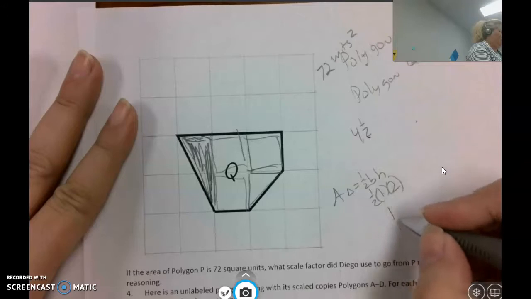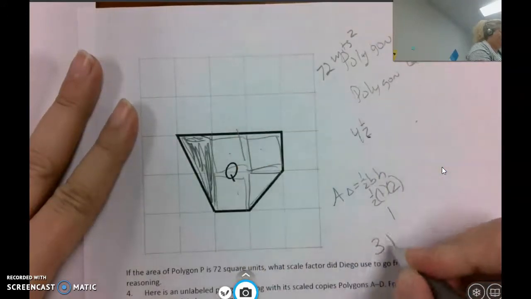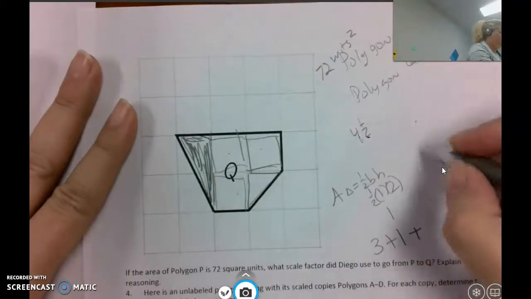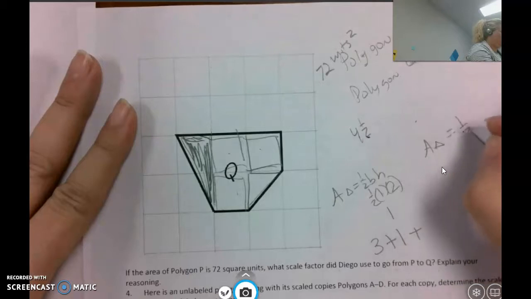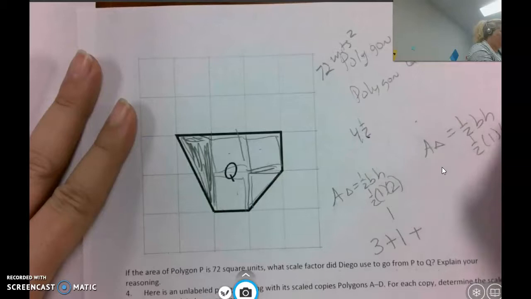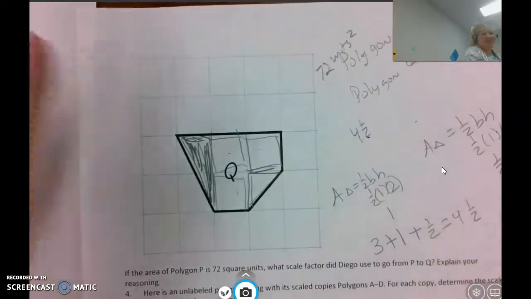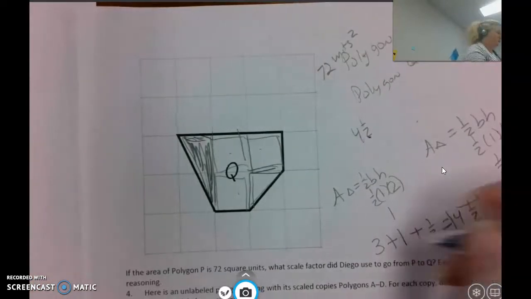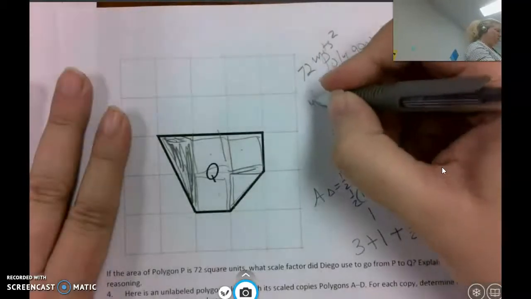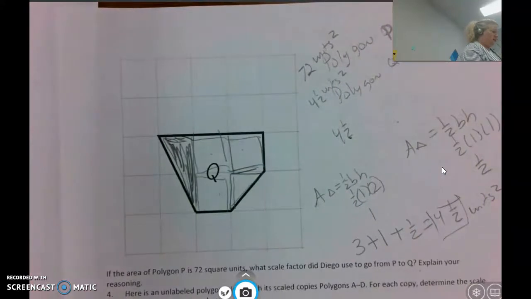Okay. So at this point I have 1, 2, 3 squares plus 1. And we'll just do another area of a triangle. 1/2 base times height. 1 and 1. 1/2 of 1 times 1 is 1/2. Okay, so it's exactly 4 and a half. I just wanted to make sure of the new area units squared. So this is 4 and a half units squared. Now, what factor did he use?